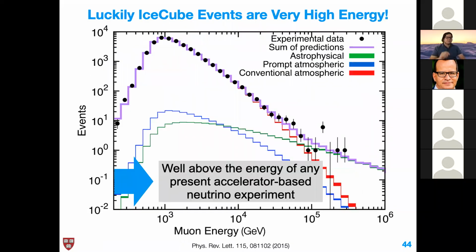Luckily in IceCube, we have very high energy events, and this shows you the energy distribution of IceCube muons on the horizontal axis. You can see that this goes from hundreds of GeV, TeV, all the way up to 100 TeV. So we have very, very high energy events compared to accelerator beams, which allow us to identify these events. Now, where are these events coming from?